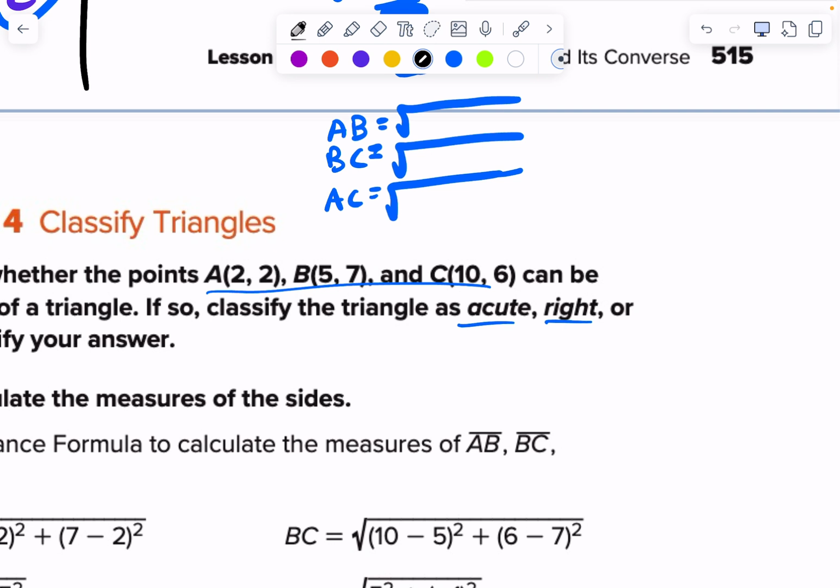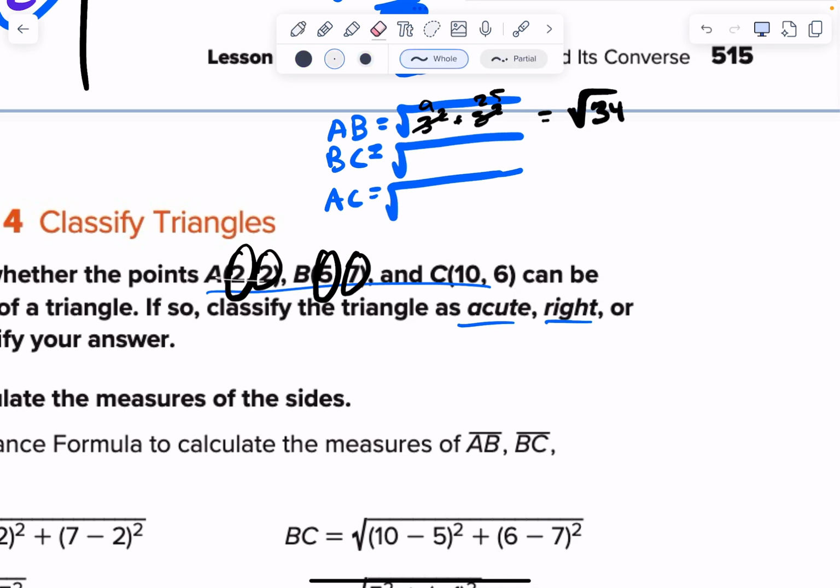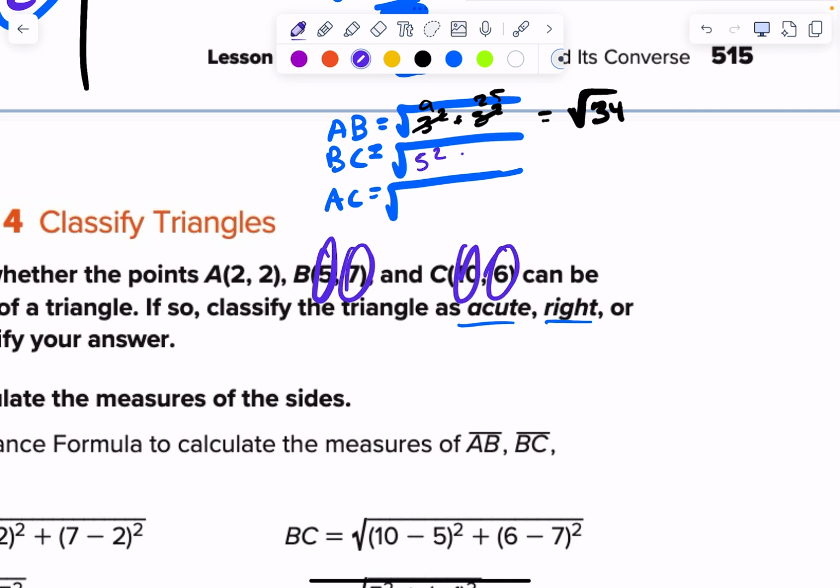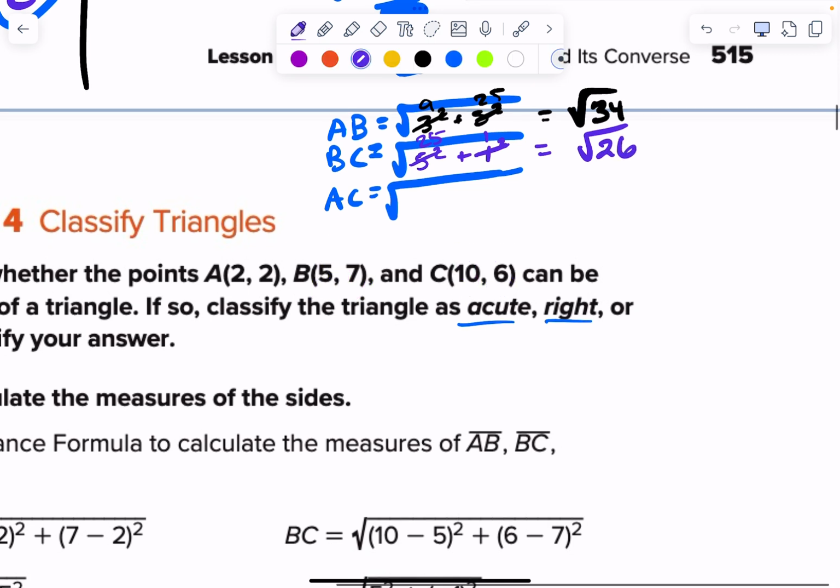Okay? All right, if I go AB, how far apart is 2 and 5? 3 squared. 2 and 7? 5 squared. That is 9 plus 25, so that is the square root of 34. Leave it like that. Okay? There you go. BC. B is 5, C is 10, that is 5. 7 and 6, that is 1. 25 plus 1 is the square root of 26. Okay? Last one, AC. 2 and 10, 8. 2 and 6, 4. This is 64 plus 16. That is 80. The square root of 80.